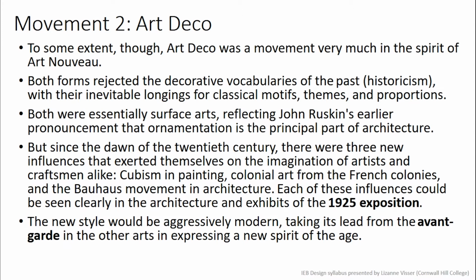But since the dawn of the 20th century, there were three new influences that exerted themselves on the imagination of artists and craftsmen alike. Cubism in painting, colonial art from the French colonies, and the Bauhaus movement in architecture were the three influences. Each of these could be seen clearly in the architecture and exhibits of the 1925 exposition. The new style would be aggressively modern, taking its lead from the avant-garde in the other arts in expressing a new spirit of the age.